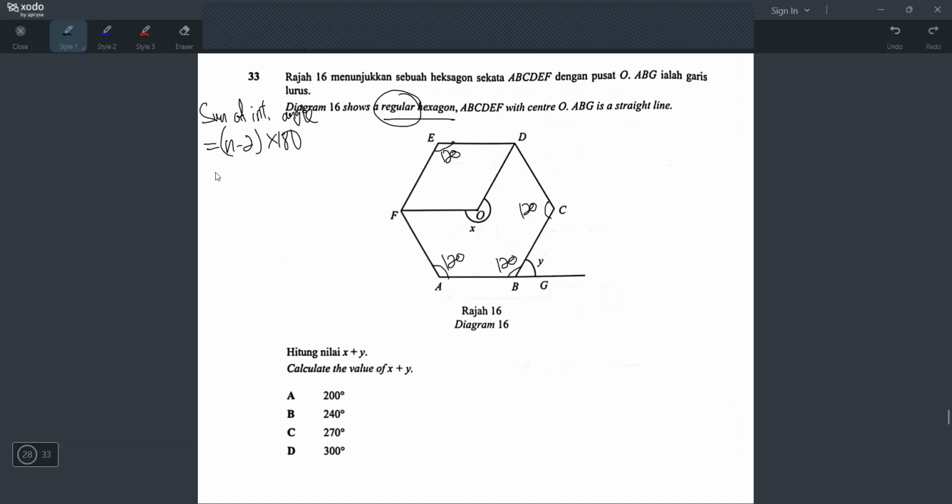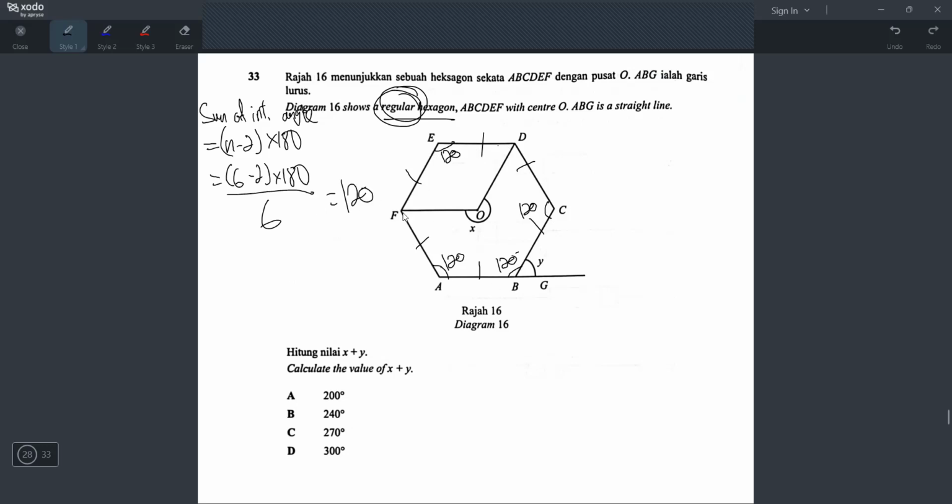Why I know it's 120? Because of this formula. N minus 2. Hexagon. Hexagon got 6 sides. 1, 2, 3, 4, 5, 6. So if it's 6 sides, it means the N is 6. Minus 2 times 180. Right? But you can actually divide by 6. Because if it's regular means semua sama panjang. It means all the interior angle of each side, semua interior angle dia sama. That's why you can divide by 6 equally. Then you will get 120. That's why I know it is 120.